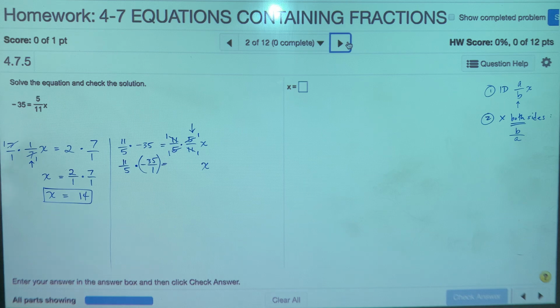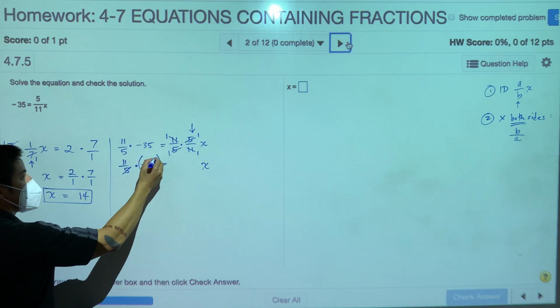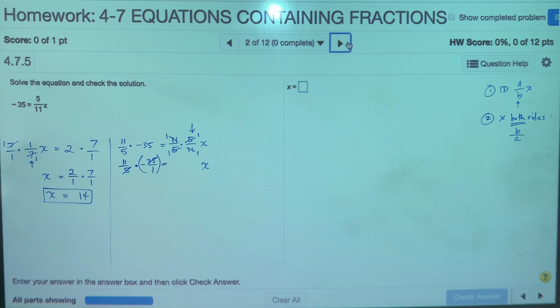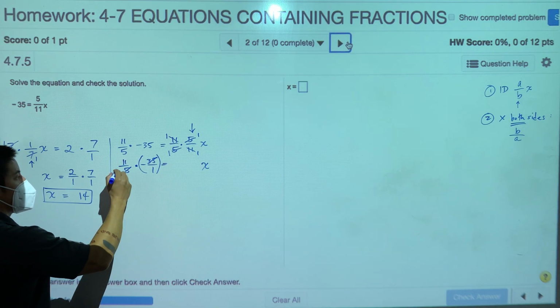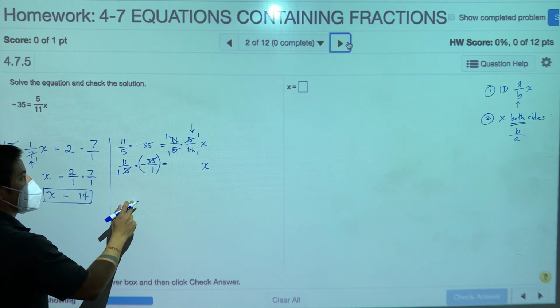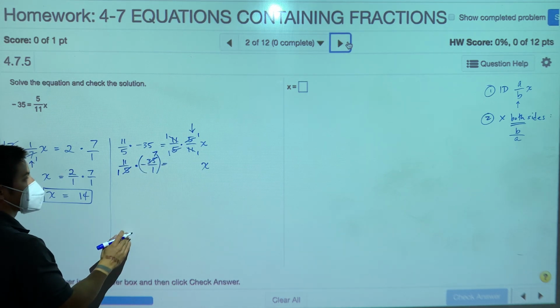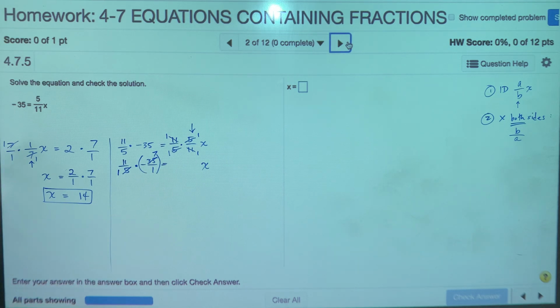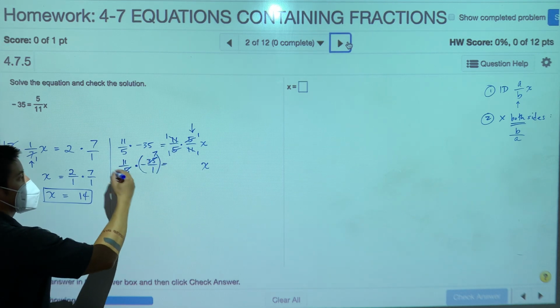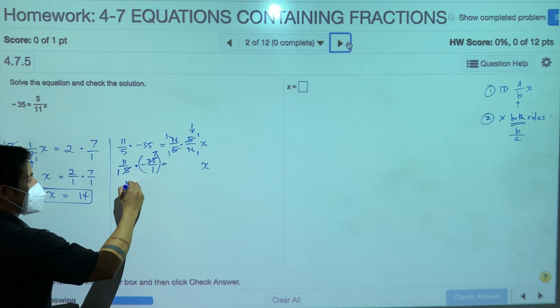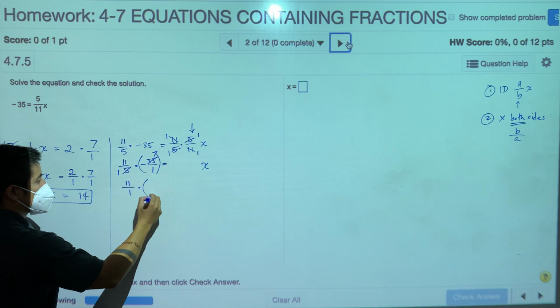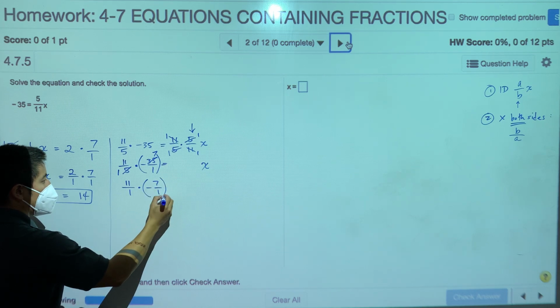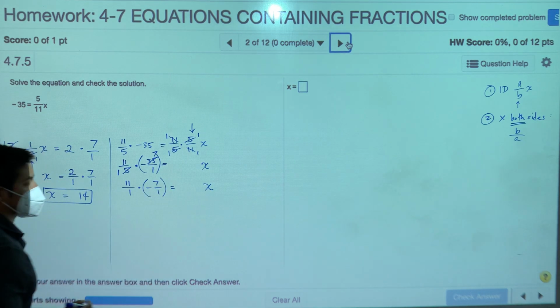Okay, now I'm going to cancel. 5 and 35, they both are divisible by 5. 5 divided by 5 is 1. 35 divided by 5 is 7. 11 and 1 cannot be divided by anything else. Let's rewrite this. After doing our cancellation, I'm left with 11 over 1 times negative 7 over 1, which equals that X.